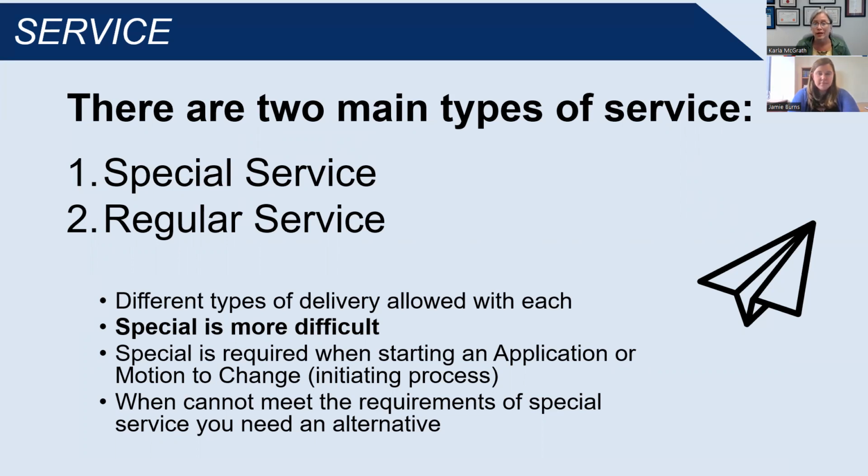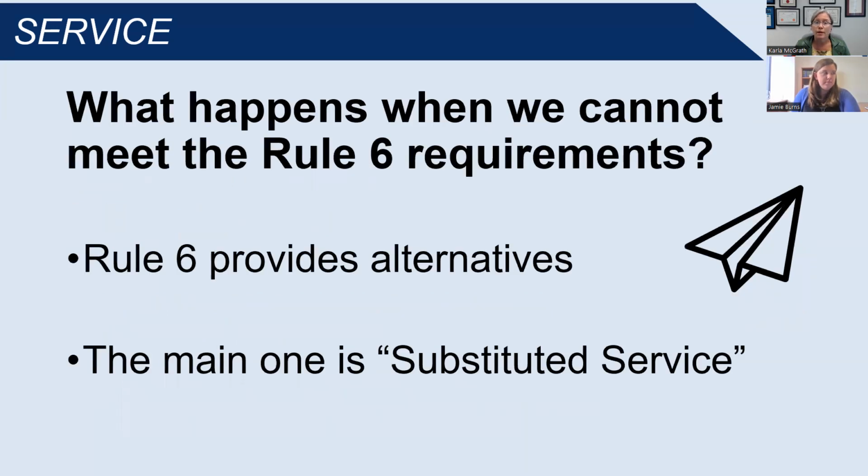Special service is required for an initiating process. So if you have an application or a motion to change, or a Form 8A application for divorce, then special service is required. Special service may also be required in other circumstances where making sure that service happened becomes much more important. An example would be if the documents include something that could cause the person to be imprisoned. So special service is more difficult, and regular service has things like mailing at their address of record. So regular service is usually quite easy to achieve. When you cannot achieve special service, when you cannot meet those requirements, that's when you need to have an alternative. The main alternative is substituted service, and that's what we're here to talk about today.